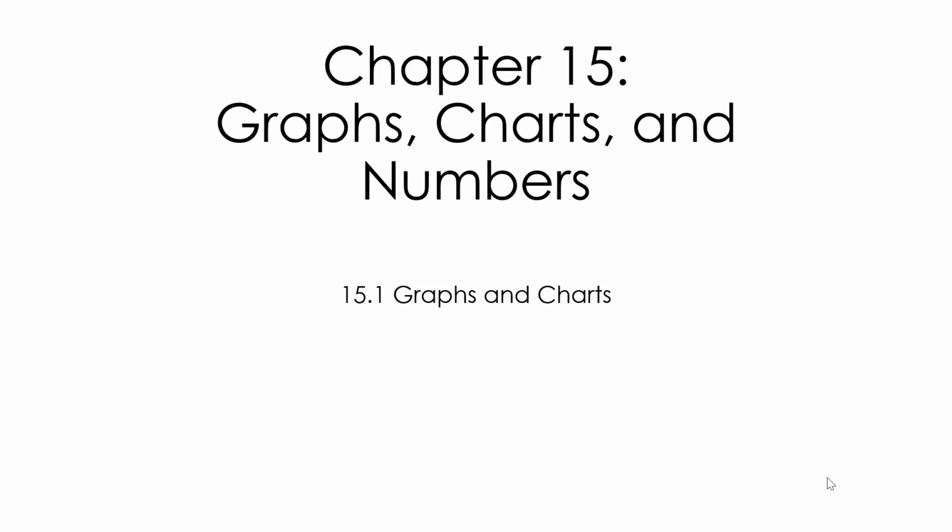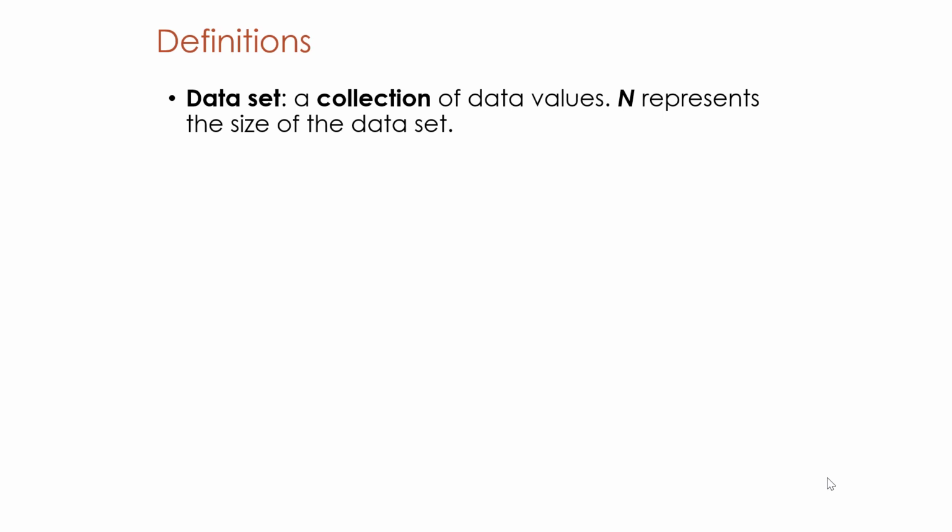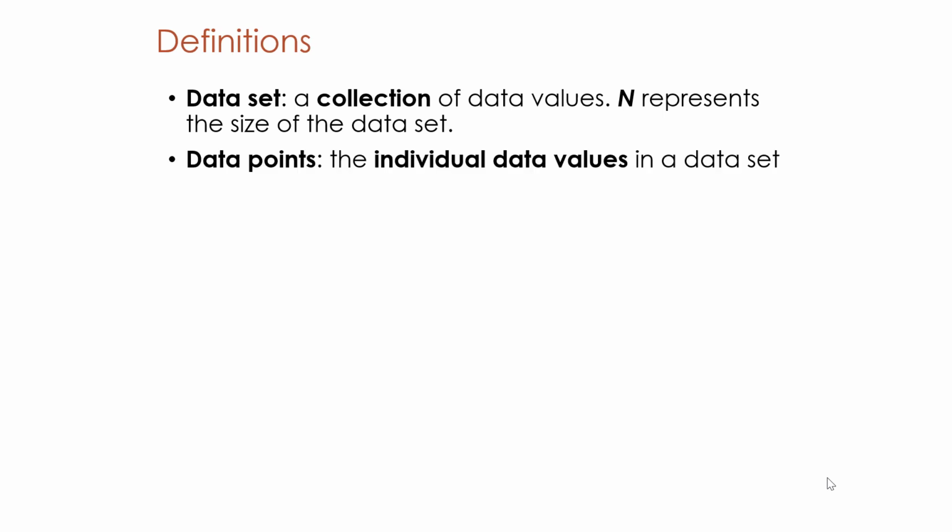So in section 15.1, we're going to talk about graphs and charts. And so some vocabulary that we use, that's one of the challenging things about learning math is you have to learn all this vocabulary. So data set is just a collection of data values. And capital N will represent the size of a data set. Data points, the individual data values in a data set. So the data point is the individual value. It's not necessarily physically a point.